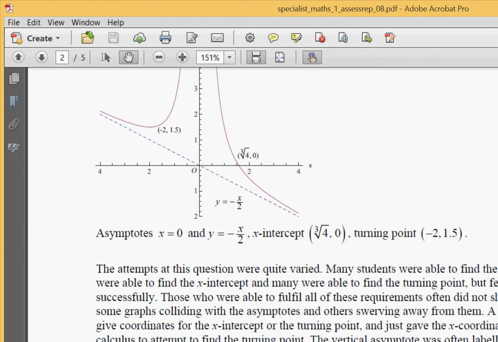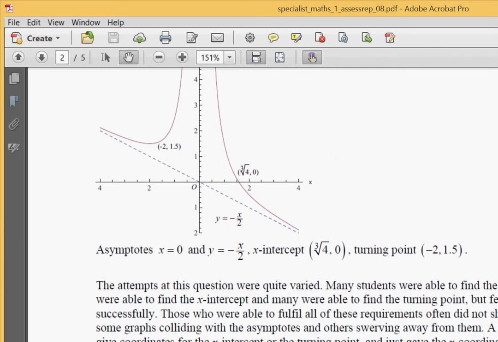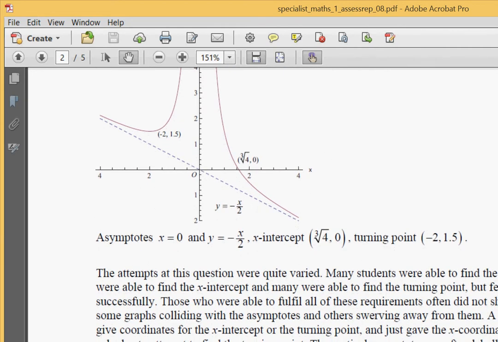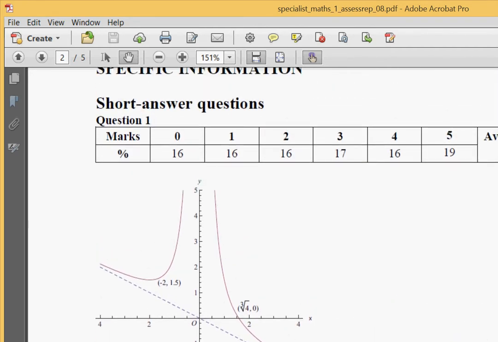Often, if you're not drawing asymptotic behaviour, then you would lose marks for the shape. So that's really important as well. But that question was done pretty poorly. Not many students got full marks, less than 20%.